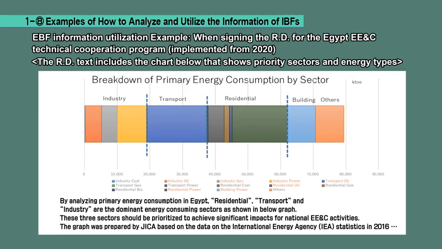A concrete example of the use of EBFs and primary energy consumption assessments is this record of discussion, RD, with the Egyptian government on JICA's Technical Cooperation Programme for EE and C in Egypt. It contains priority sectors and energy sources based on analyses using these tools. The agreement stipulated the priorities based on quantitative data and made clear the actions to be taken by JICA and the government of Egypt.